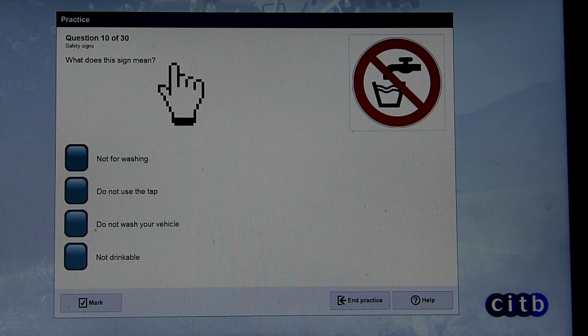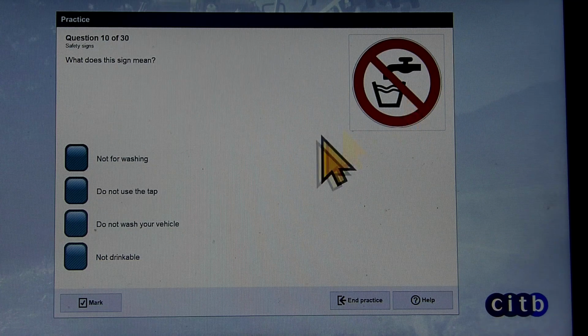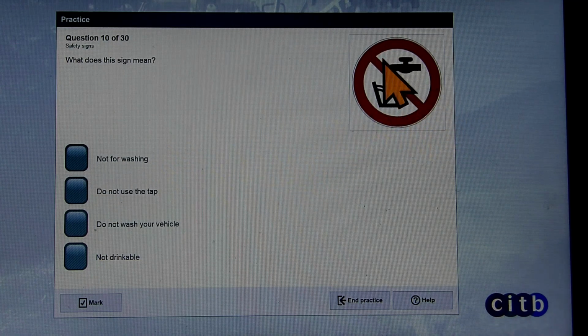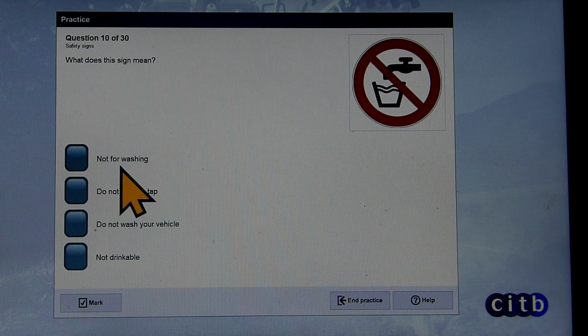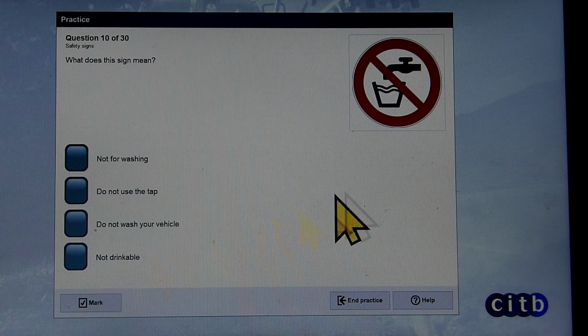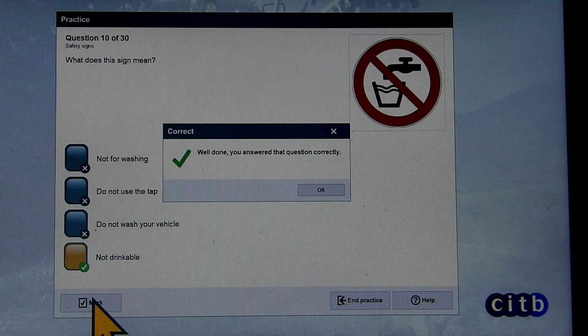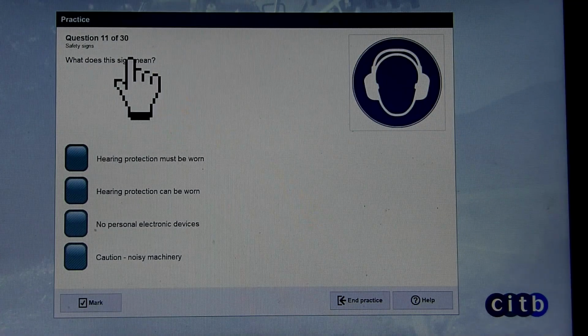What does this sign mean? Look, it's prohibition, so what is not allowed? There is a glass over here and there is tap water here. So, do not use the tap, do not wash your vehicle, not drinkable. This is this one. Okay, question number 11.